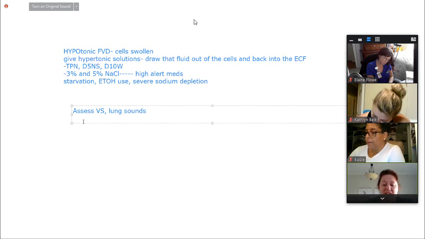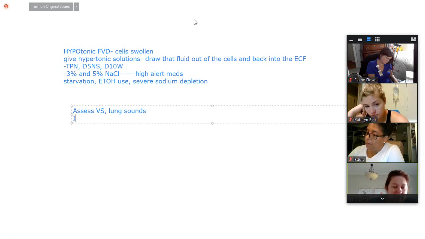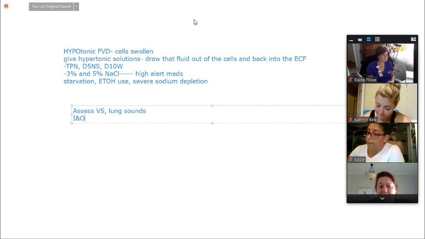With these patients too, we're going to measure intake and output, right? They're having diarrhea, so we want to know how many stools they're having. And we're going to monitor how much they're putting out versus how much they're taking in, because we want your gains to equal your losses. You want that fine balance.